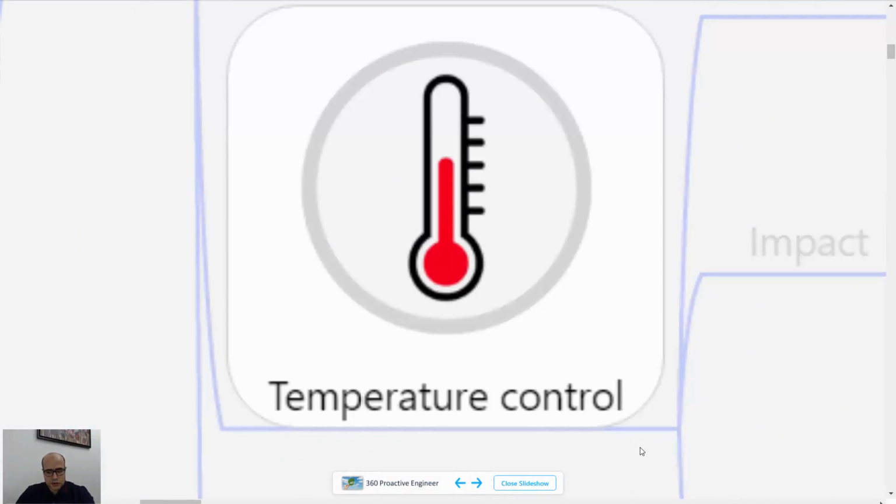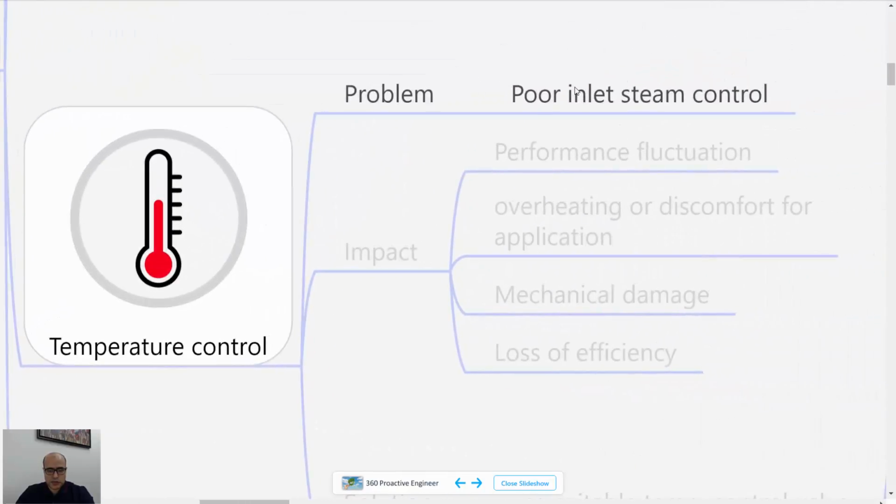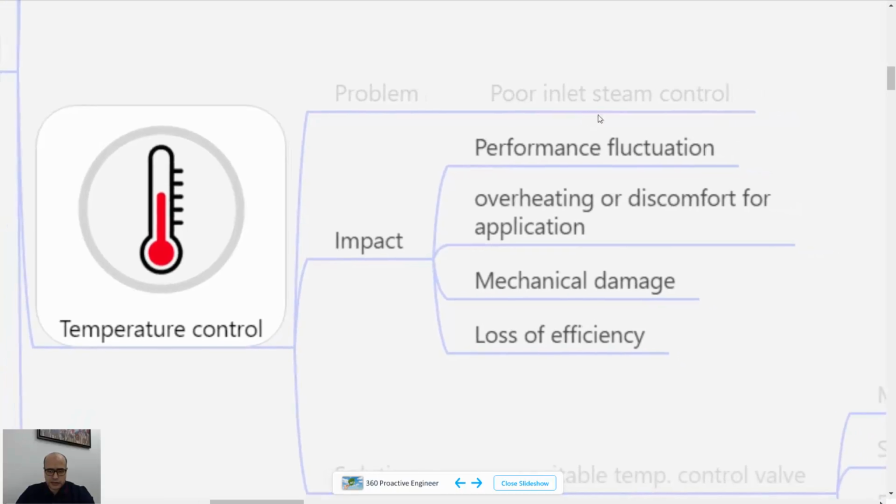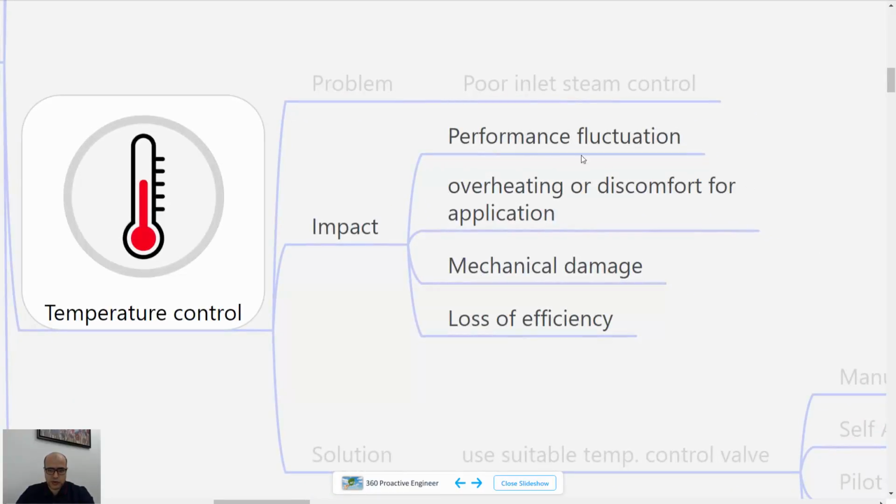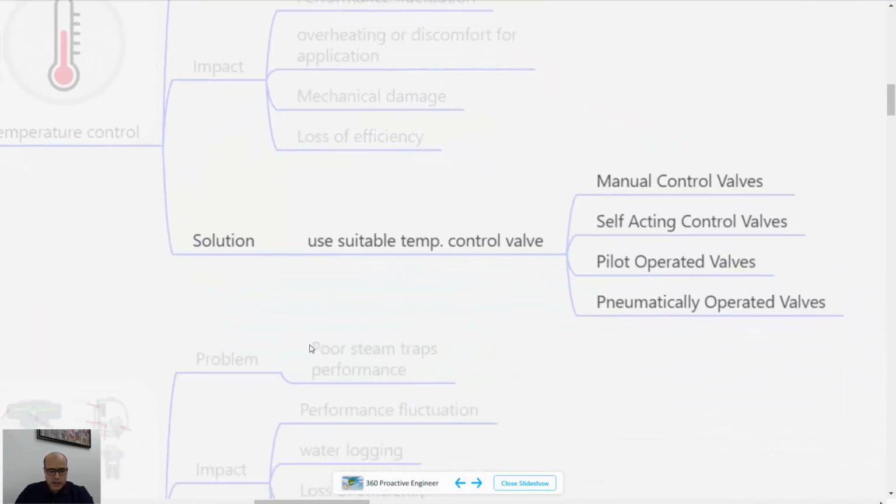Regarding the temperature control, the problem is that we may have installed a poor inlet steam control for the system. If this happens, the impact will be performance fluctuation, overheating, discomfort for applications like HVAC, mechanical damage if the temperature exceeds the maximum allowable, and loss of efficiency can also be seen.